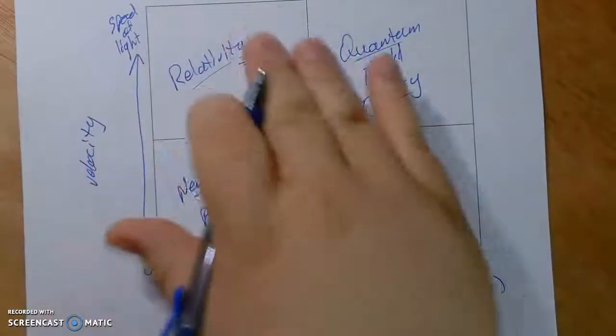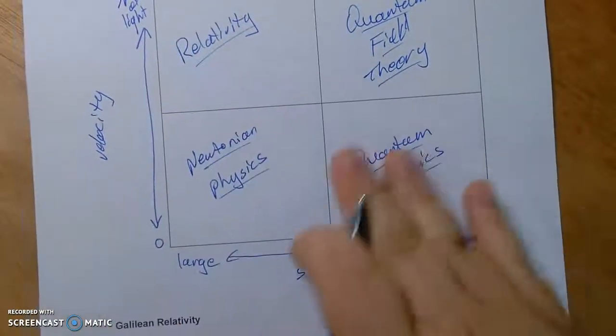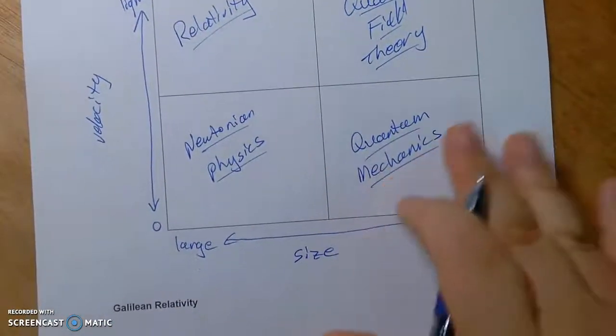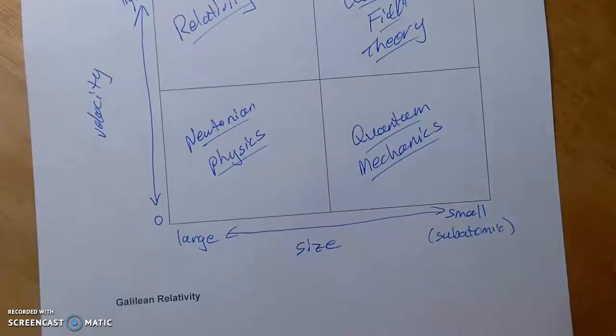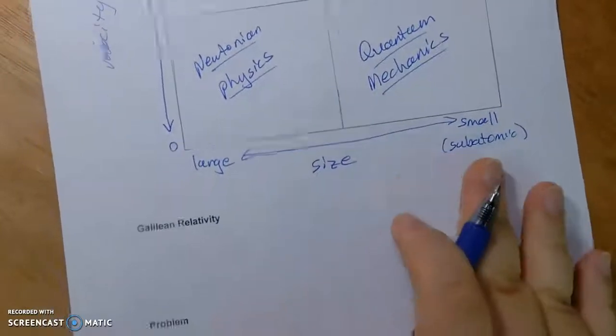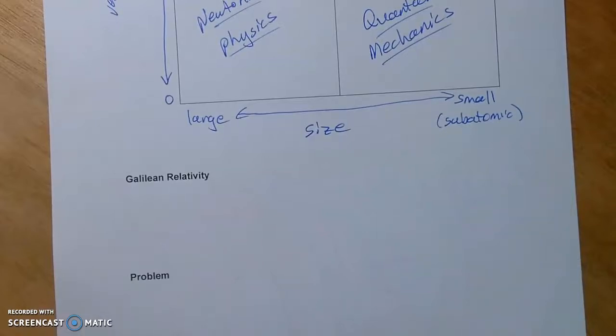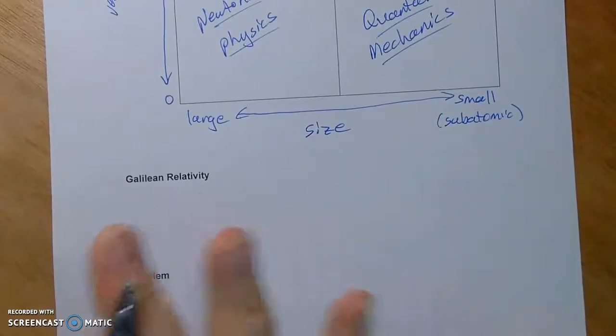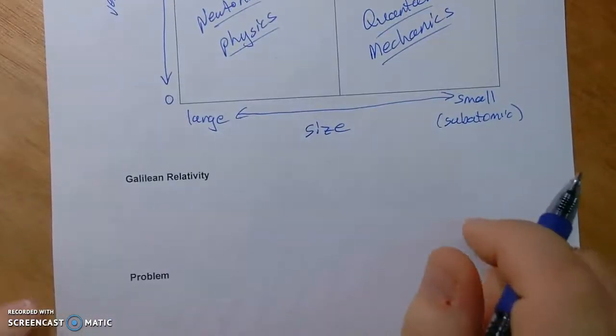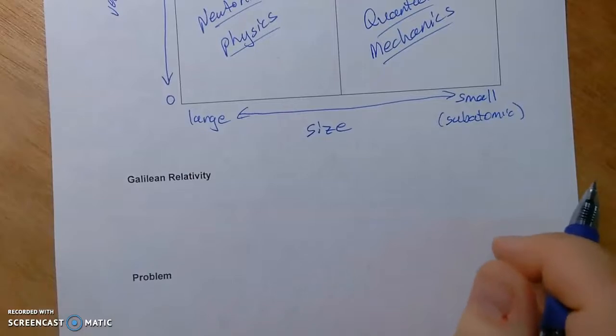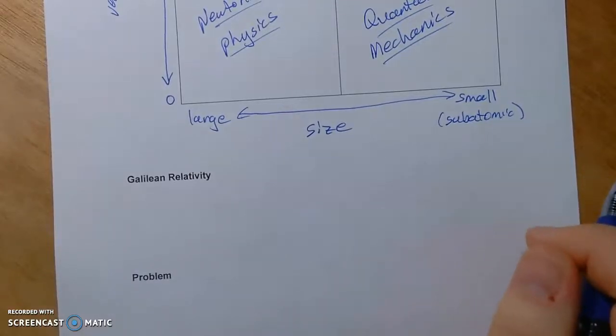So we're going to spend some time in relativity. We're going to spend some time in quantum mechanics. Then we're going to kind of wrap up the year. So let's start with something very, very basic today. Galilean relativity. Galilean relativity is what we already understand. We know this backwards and forwards from what we've been learning all year.